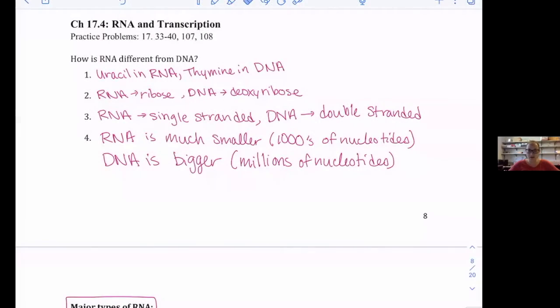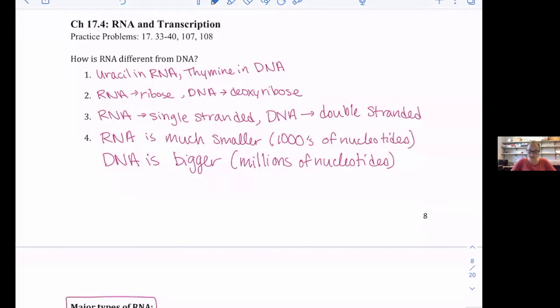We've talked a lot about DNA so far, and we talked about the structure of RNA versus DNA, but we haven't actually talked about the secondary structure of RNA or even what RNA is used for. So in this section, we'll talk about RNA and transcription, which is how you make RNA. So just real quick, let's talk about the differences between RNA and DNA.